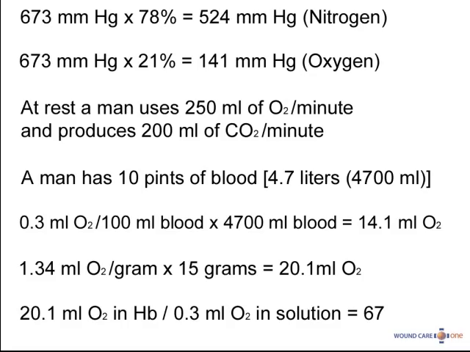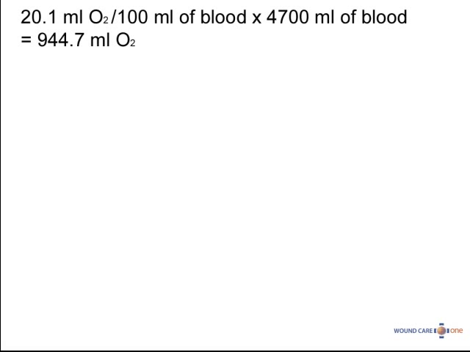Another way to see this is each 100 milliliters of blood carries 20.1 milliliters of oxygen, and there are 4,700 milliliters of blood in an adult male. Then the adult male carries 944.7 milliliters of oxygen. The equation is 20.1 milliliters of oxygen per 100 milliliters of blood times 4,700 milliliters of blood in an adult male equals 944.7 milliliters of oxygen. This easily meets the requirements of 250 milliliters of oxygen per minute at rest.